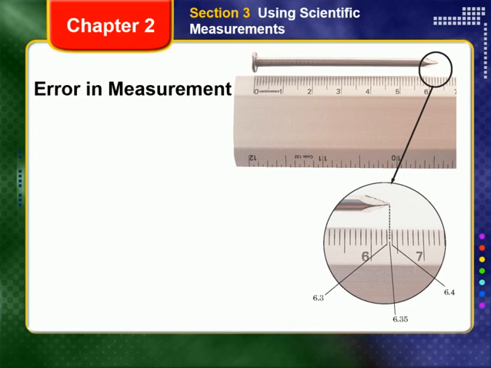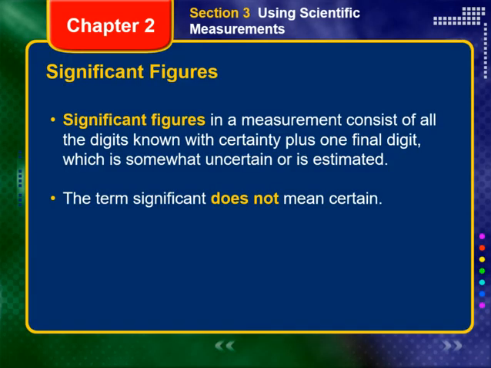Simply leaving it out would be misleading because you do have some indication of the value's likely range. Therefore, you would estimate the value of the final questionable digit, perhaps reporting the length of the nail as 6.36 centimeters. You might include a plus or minus value to express the range, for example, 6.36 centimeters plus or minus 0.01 centimeters. In science, measured values are reported in terms of significant figures. Significant figures in a measurement consist of all the digits known with certainty plus one final digit, which is somewhat uncertain or is estimated.